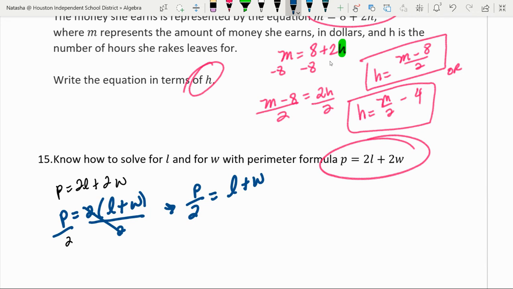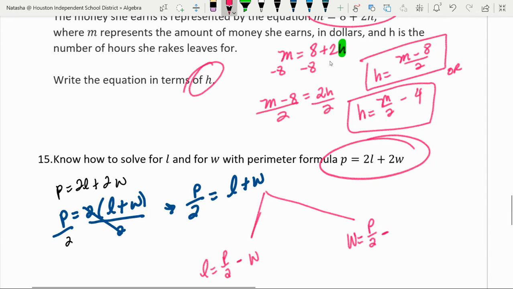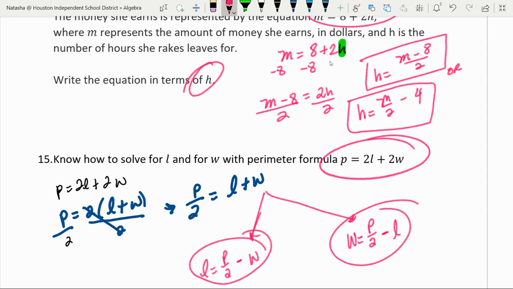Okay, now from this equation that we have, we can either solve for L or W. So if I want to solve for L, L would be equal to P over 2 minus W, because we would subtract W from both sides. If we wanted to solve for W, that would still be P over 2, but now that would be minus L. Well, we've been using lowercase, so minus L. All right, so those are two ways that you can solve and look for either width or length for perimeter.